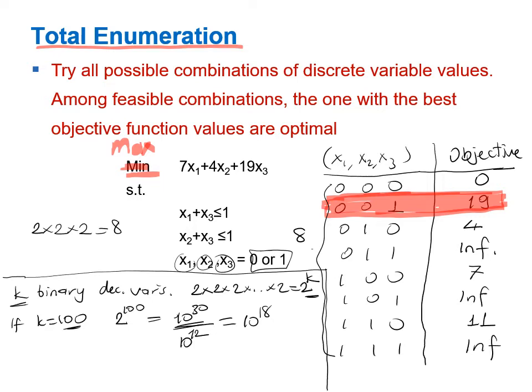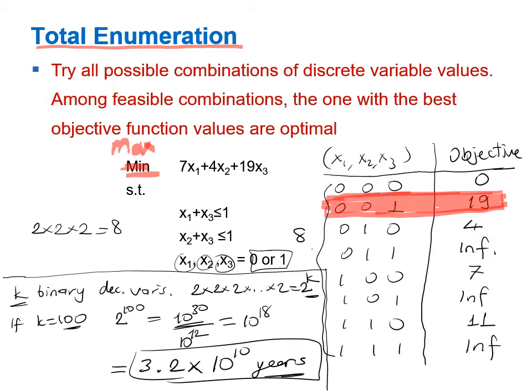And 10 to the power 18 seconds, if you divide it by 60, you will find minutes. If you divide by 60 again, you will find hours. If you divide it by 24, you will find the number of days. And if you divide it by 365, you will find the number of years. And the number of years is 3.2 times 10 to the power 10 years to evaluate all possible combinations with a computer which can do 10 to the power 12 trials per second. And this is why complete enumeration is not useful when the problem size is larger.